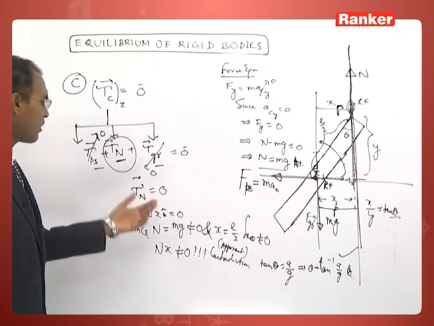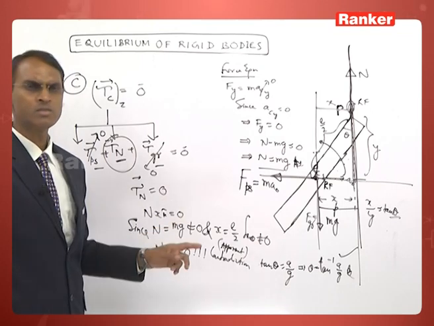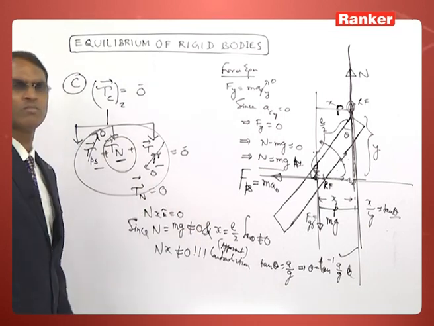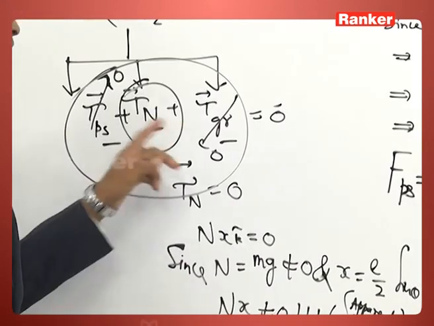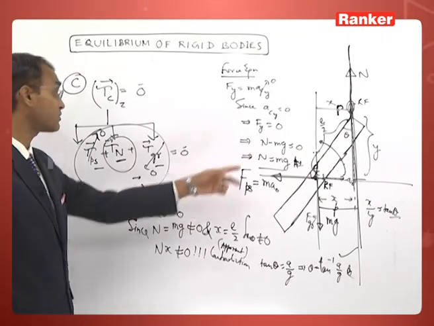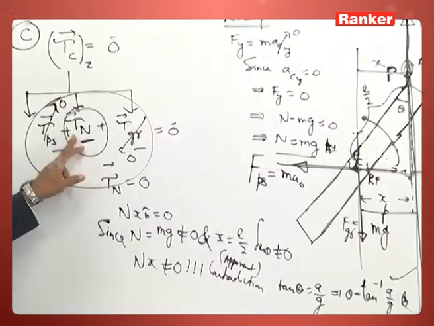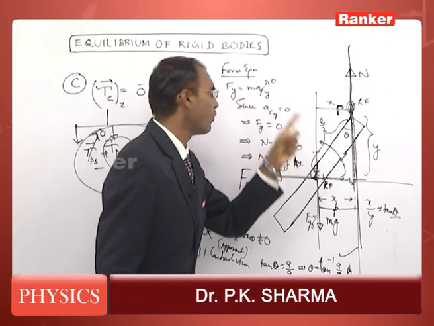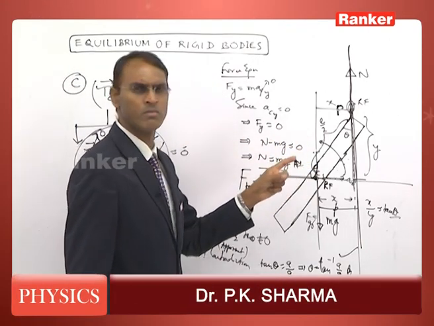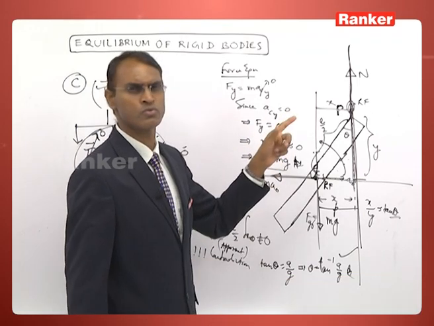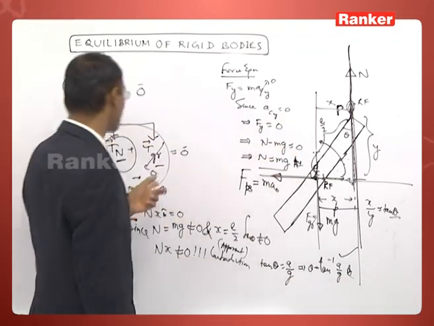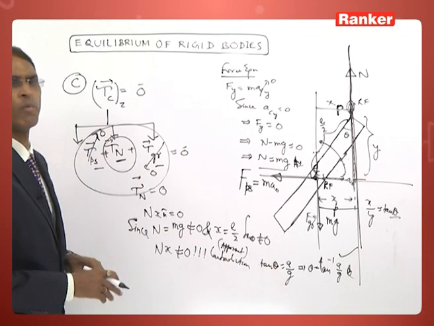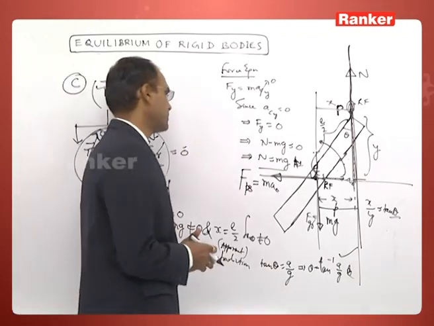So, how to sort out this matter? Normal reaction will produce a non-zero torque, but our theory says that the net torque is 0. These two forces will never produce a torque because they pass through the center of mass. Therefore, the normal reaction torque would have to be 0, which is not possible. Therefore, we have to assume another force. We have to predict, or understand, the presence of another force whose torque will be exactly equal and opposite to the torque produced by the normal reaction force about the center. From where that force is coming, let us see.